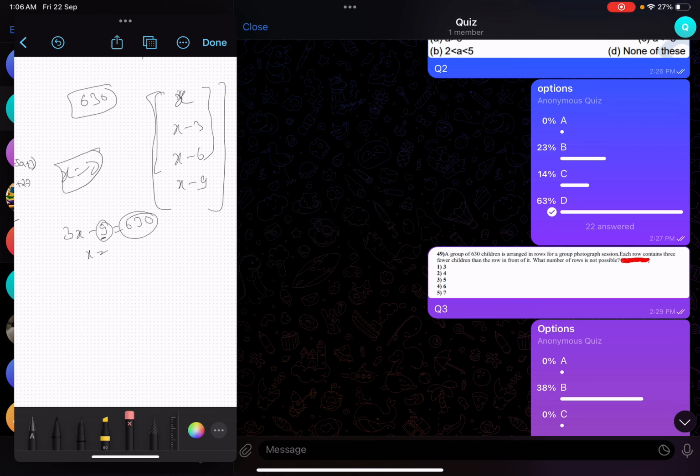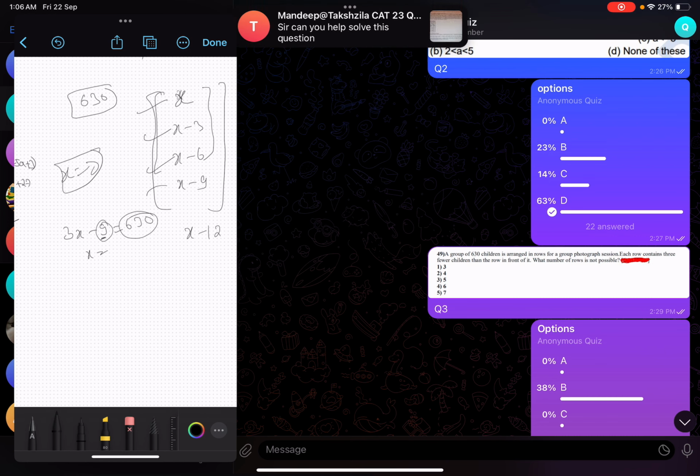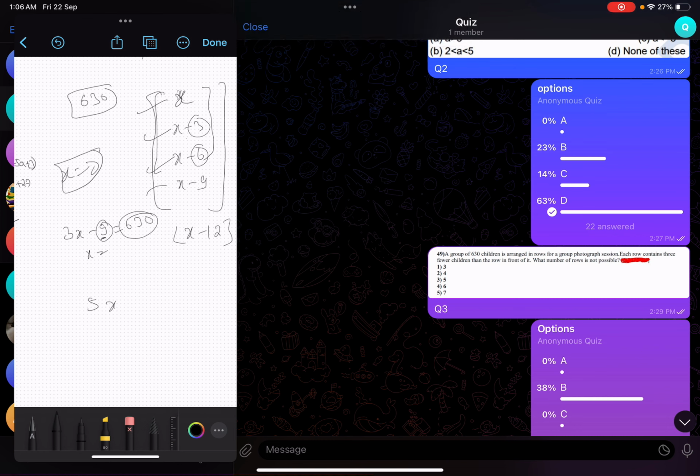Now let's go for 5 rows. If you go for 5 rows, then 1, 2, 3, 4, and one more will be x minus 12. So we get 5x, and this is 3, 6, 9, and 12, which adds to 30. So 5x minus 30 equals 630. This is already a multiple of 5, and 30 gets added, which is also a multiple of 5, so 5 is also possible. So 3, 4, 5, all 3 are possible.